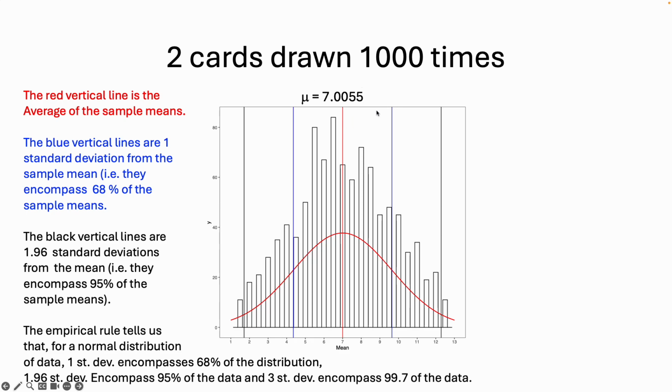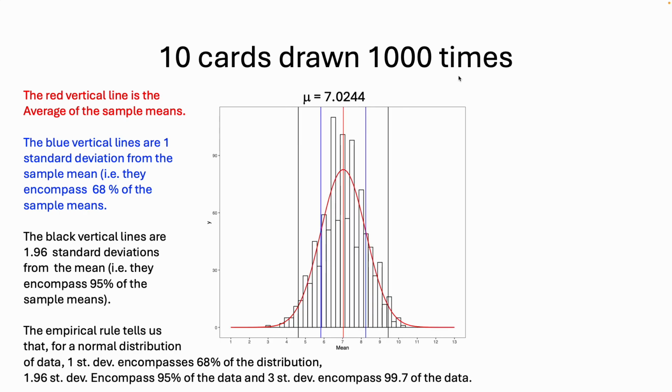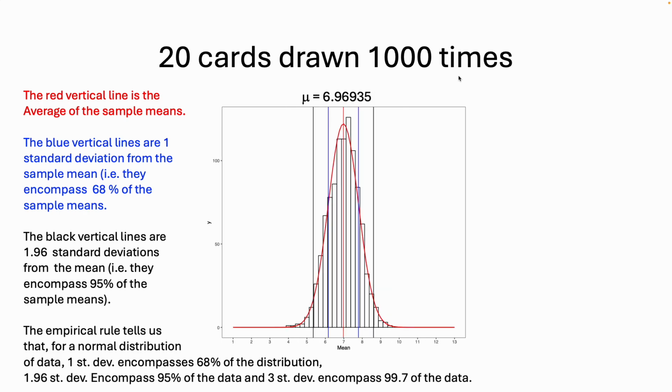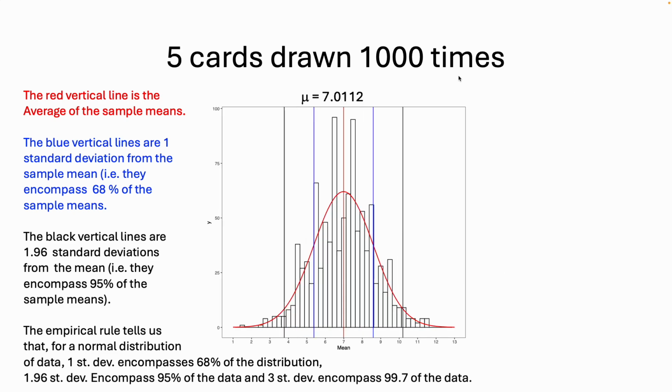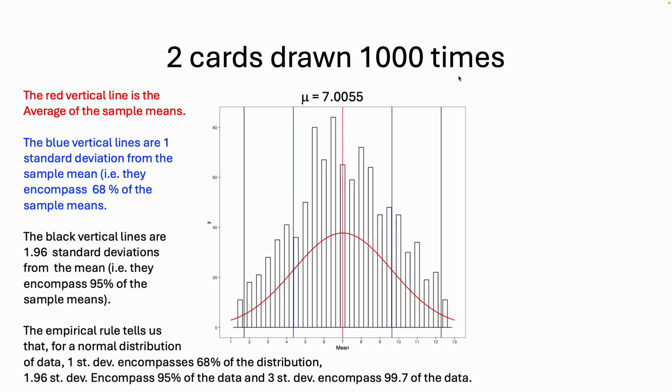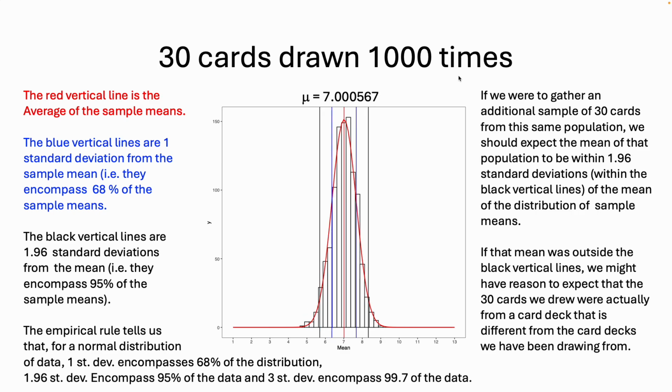Keep in mind that with only 2 cards drawn 1,000 times, we're very close to the population mean when we calculate the mean of the distribution of sample means. So here's 2 cards drawn 1,000 times, 5 cards drawn 1,000 times, 10 cards drawn 1,000 times, 20 cards drawn 1,000 times, and 30 cards drawn 1,000 times. What you should notice is that as sample size increases, the breadth of the distribution of sample means becomes more and more narrow.